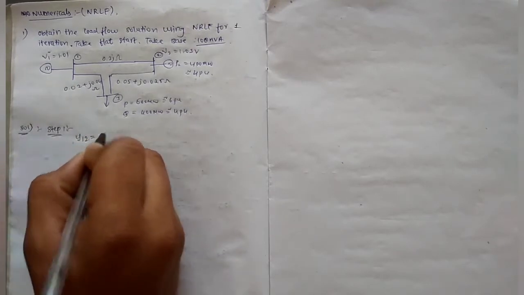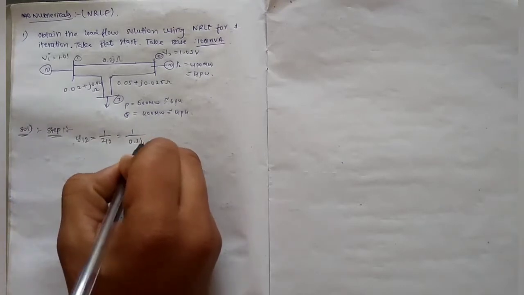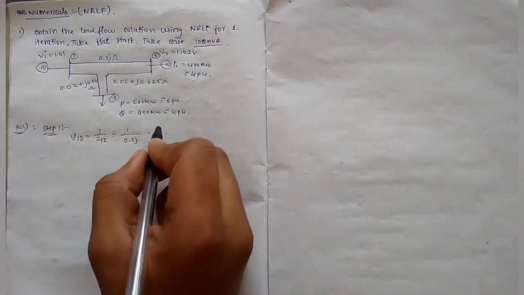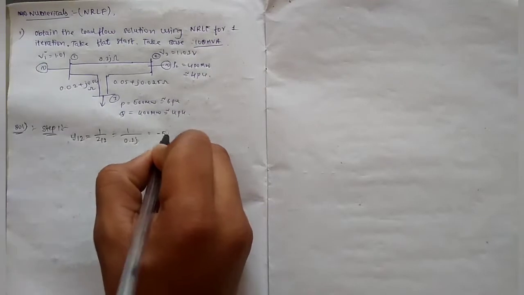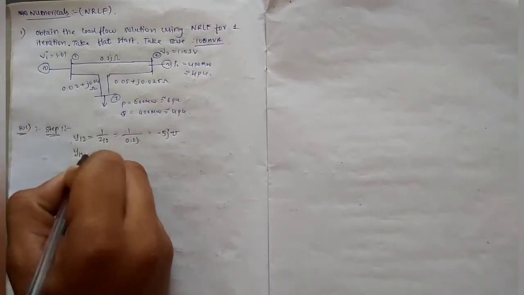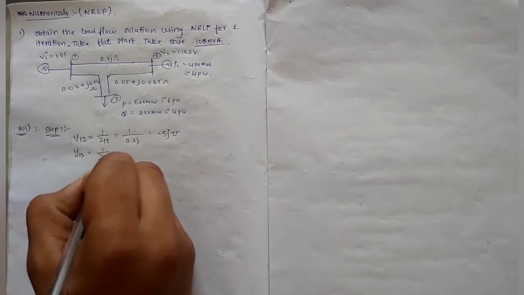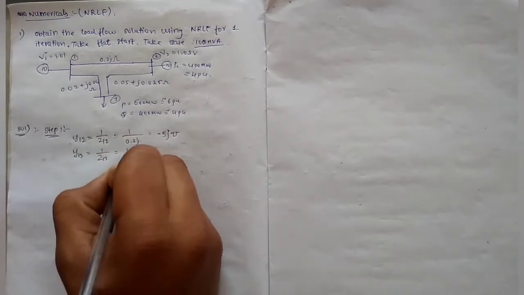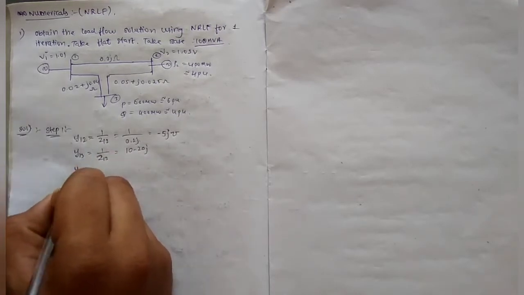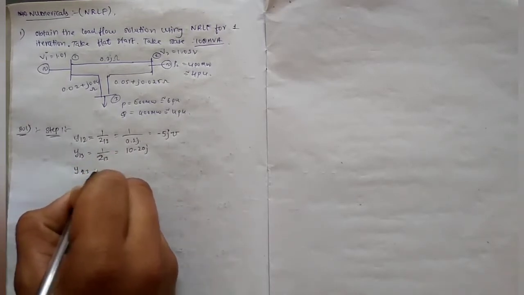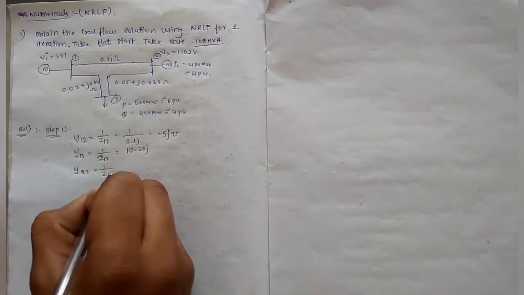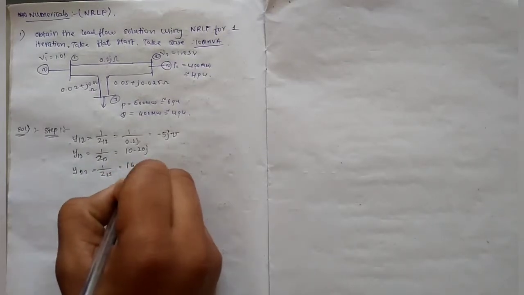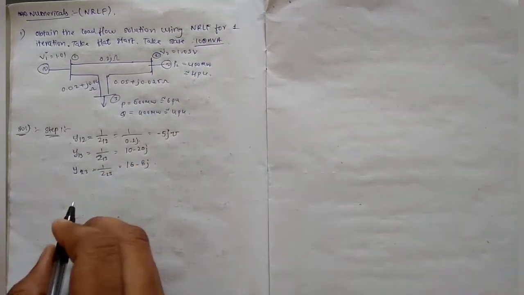That we will get y12 is equal to 1 divided by z12, which is 1 divided by 0.1j, is equal to minus 5j mho. Similarly for y13, 1 by z13, you will get 10 minus 20j. y23 is equal to 1 by z23, is equal to 16 minus 8j.